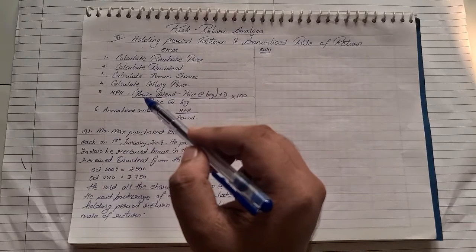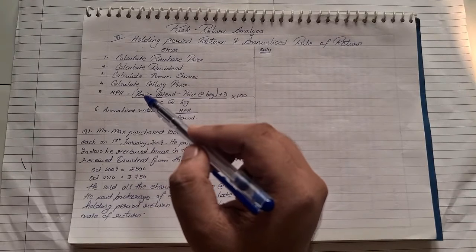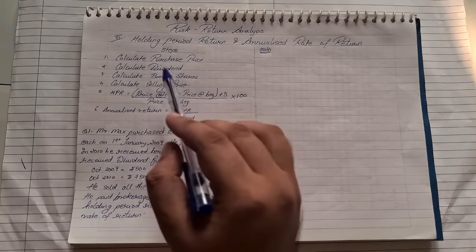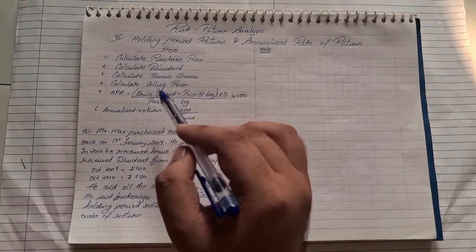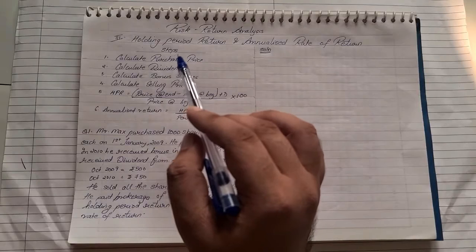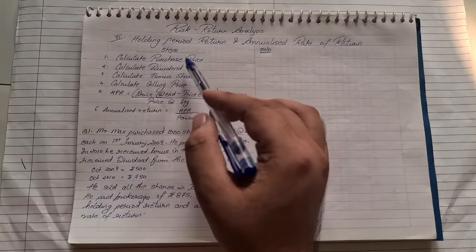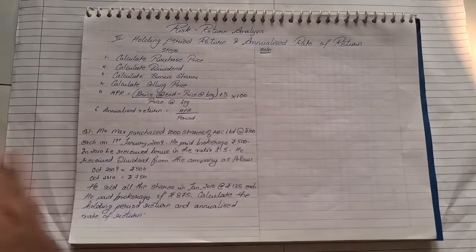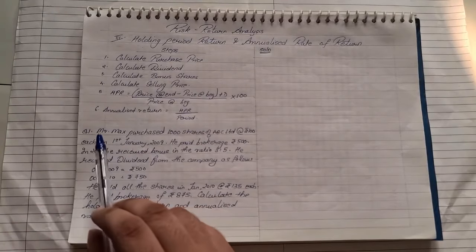Based on the question, you'll have to read the question once, and you can omit steps according to whatever details have been given. If each and every detail is given, then these are the steps that we need to follow. We'll read the question first.